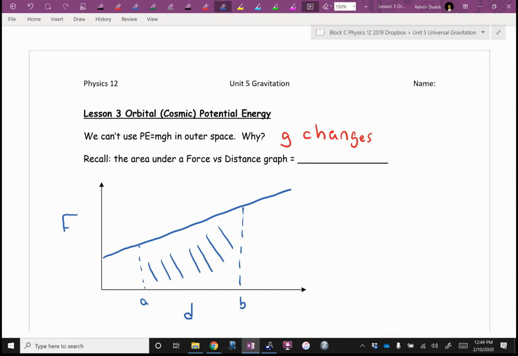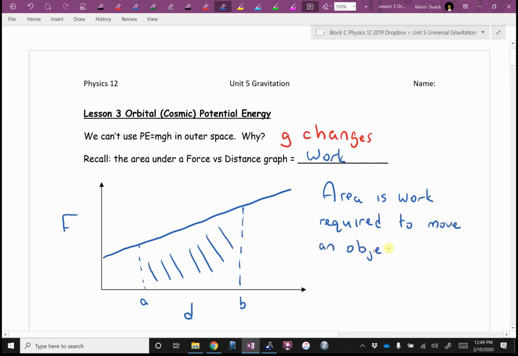But now I'm going to be fussier. Actually, you can put the word work in the blank here, but I'm going to be even fussier. The area is the work required to move an object from A to B. That area is the work that was required to move this mystery object from location A, whatever it is, to location B.